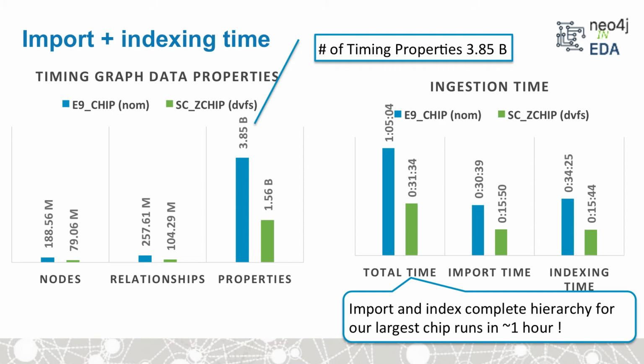Here's the bottom line, folks. For our largest full chip graphs, which span the complete hierarchy and occupy order of magnitude 100 million nodes, we're able to import data and fully index the database in under an hour. That is very, very fast compared to the amount of processing time that goes into actually computing these results we want to hold on to.